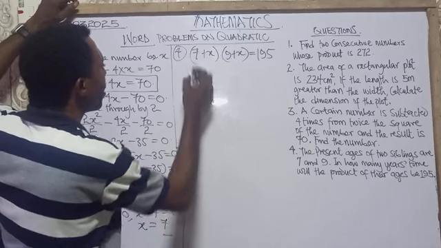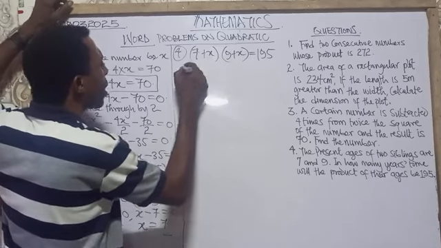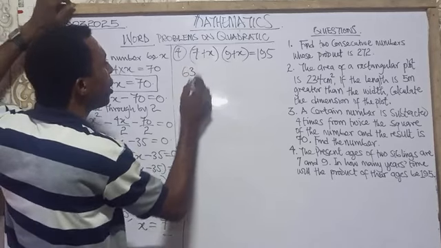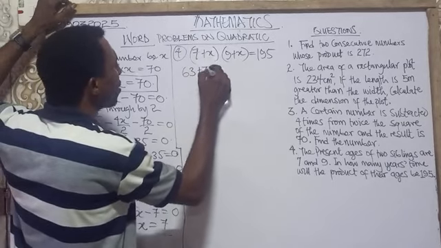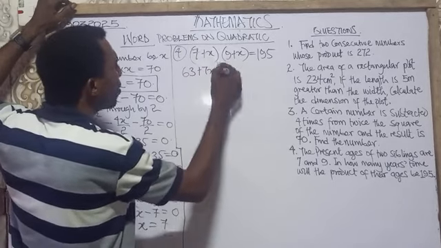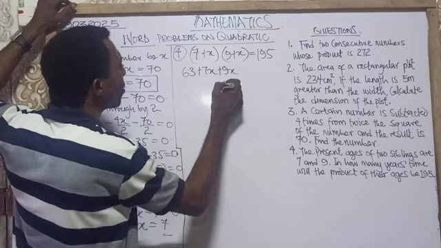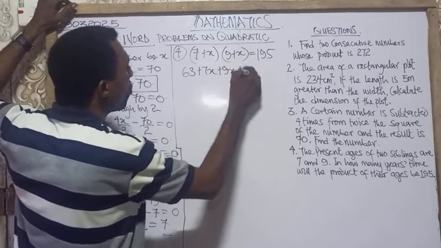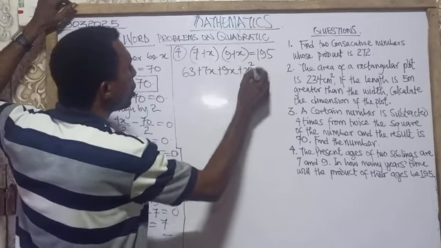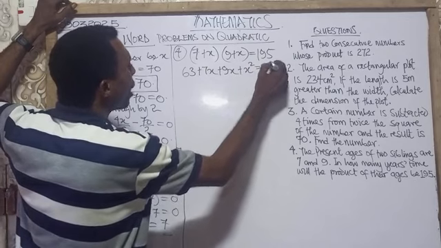We can open the bracket. 7 times 9 will give us 63. 7 times x will give us 7x. x times 9 will give us plus 9x. x times x will give us plus x squared is equal to 195.